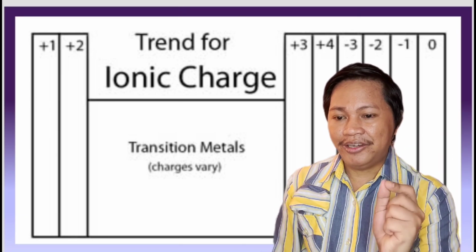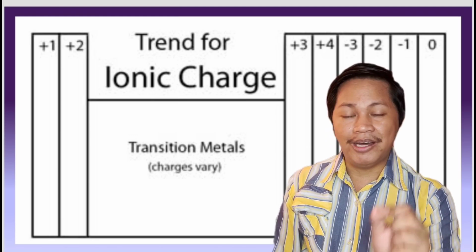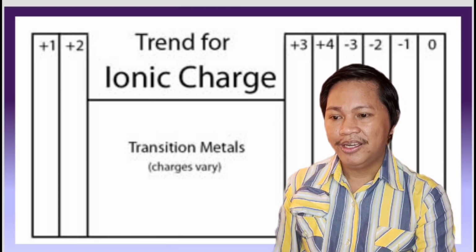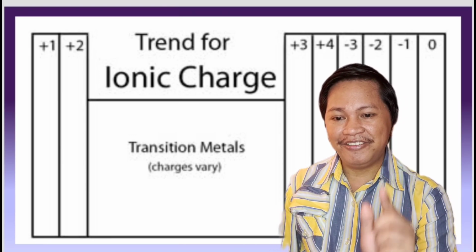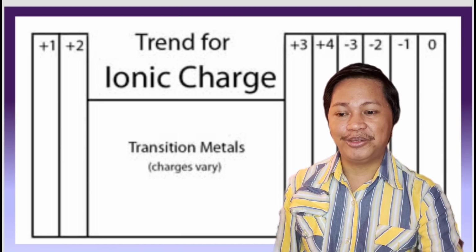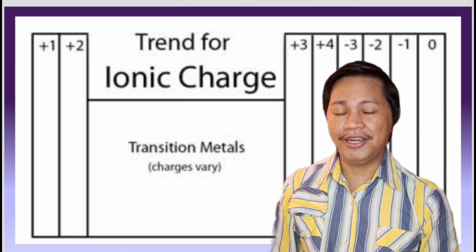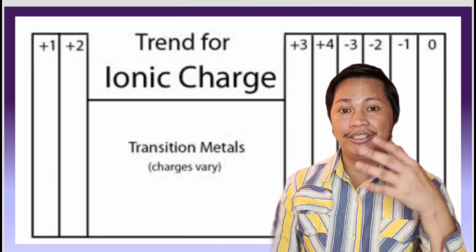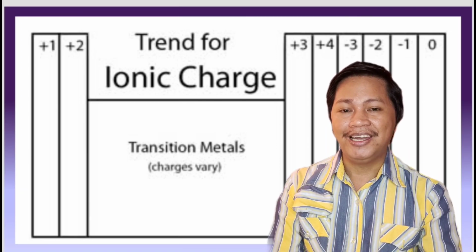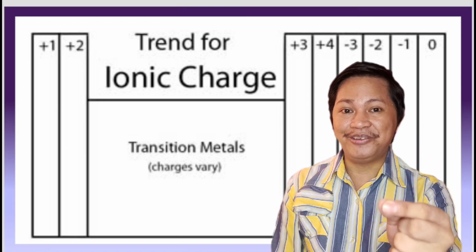Okay, in the trend for ionic charge, obviously may mga numbers sa taas. We have positive 1, positive 2, then 3, 4, negative 3, negative 2, negative 1, and 0. So those are the charges. Ibig sabihin yan, those elements that can be found or belong to that specific group or family, lahat yan ay mayroong ganun na charge.